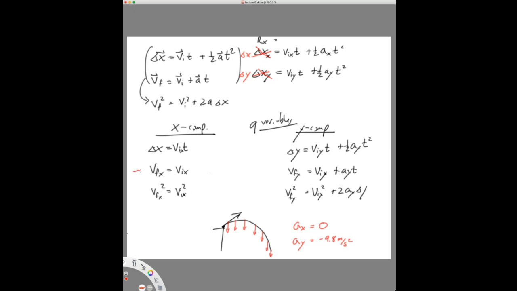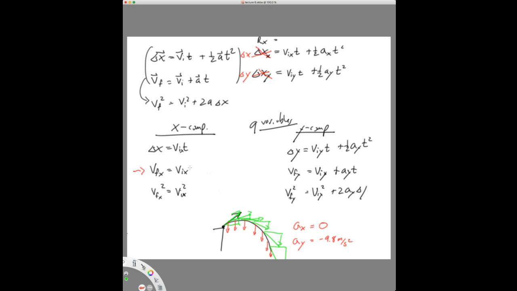Equation number 2. V final x equals V initial x. So if I would draw in my velocity vectors over time, what we saw on that simulation is that the size of the y component is always changing, but the size of the x component never changes. And that's all equation number 2 tells me. It says that the size of the x component never changes because there's no acceleration in the x direction.